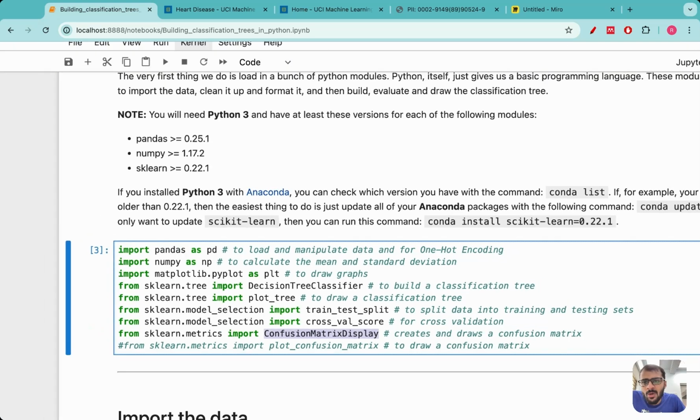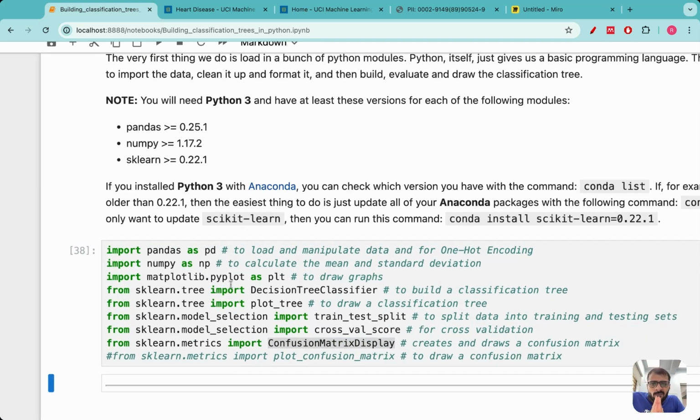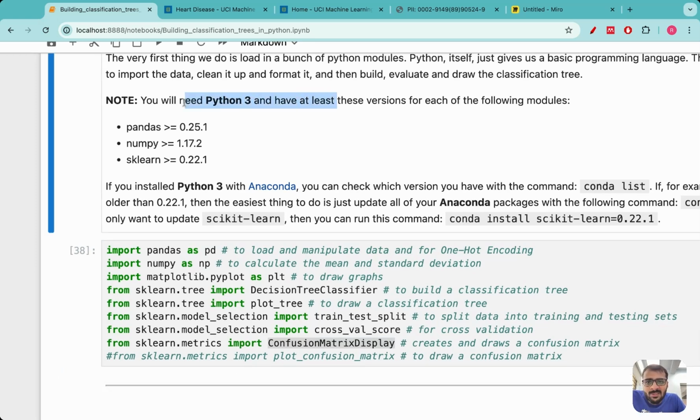Okay, so I'm going to go ahead and run this piece of code right now, and it's implemented now. If you are running this for the first time, it will take some time. And one more thing to note is that you will need Python 3 installed and have at least these versions for each of the following modules. Pandas version should be greater than 0.25.1. NumPy version should be greater than 1.17.2. Scikit version should be greater than 0.22.1. So please make sure these requirements are satisfied before you run the code.